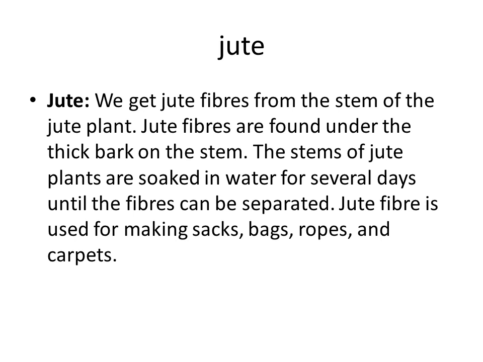Okay, I am repeating again. The second plant fiber is jute, which we get mainly from the stem of the jute plant. The stem should be very thick in the middle. Then we have to cut the stem of the jute plant and soak it in water for several days. Then the fibers can be separated. Then it is used for making sacks, bags, ropes and carpets.